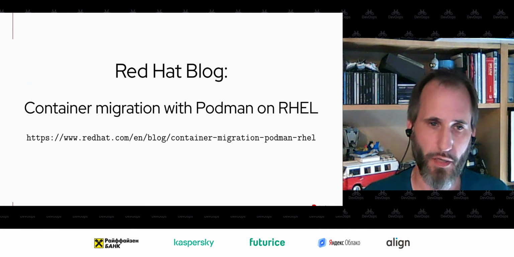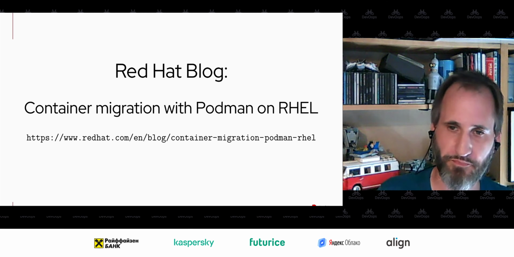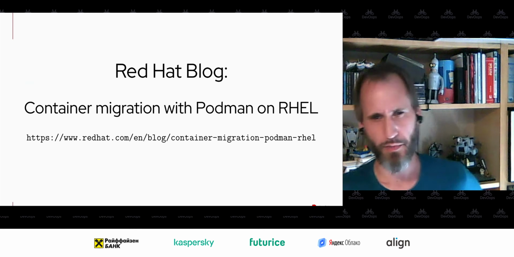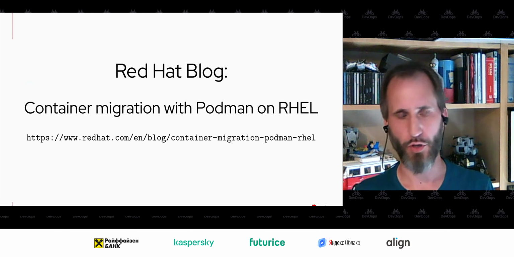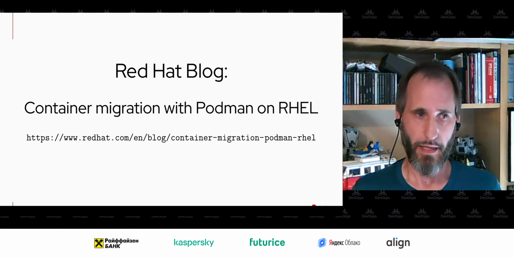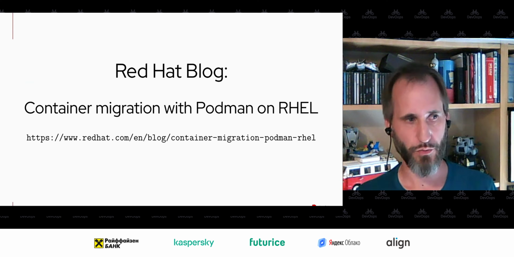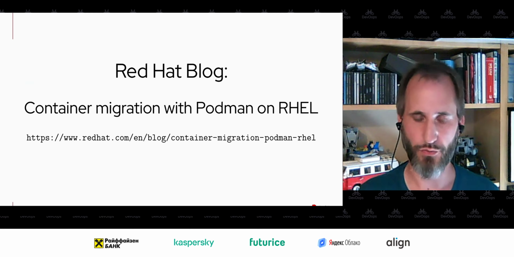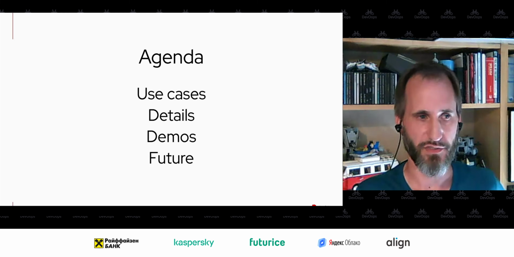A lot of what I'm talking about today has been written down in a blog post. This is still, I would say, probably RHEL 8.1, so it's a bit older than what we have now. So in the blog post, things are a bit more complicated than I will show them today. If you use the latest version of CRIU and Podman, which is my focus today, it will be easier to live migrate a container than in this blog post.